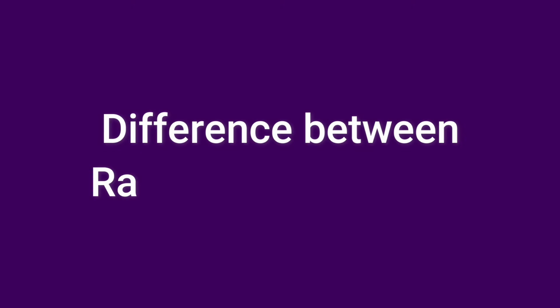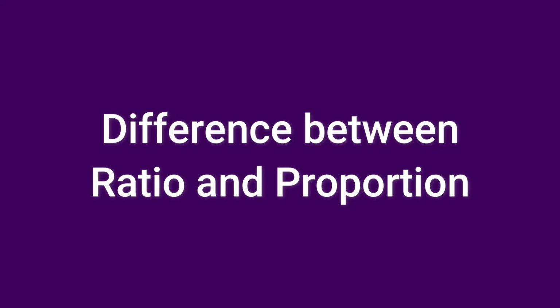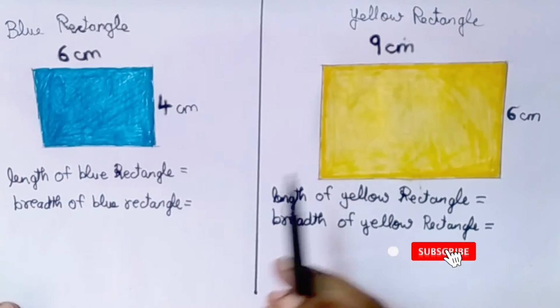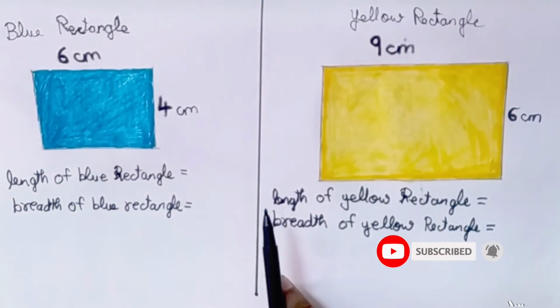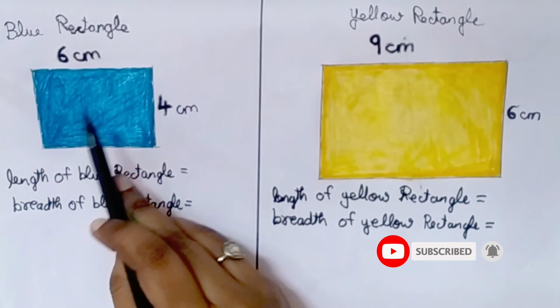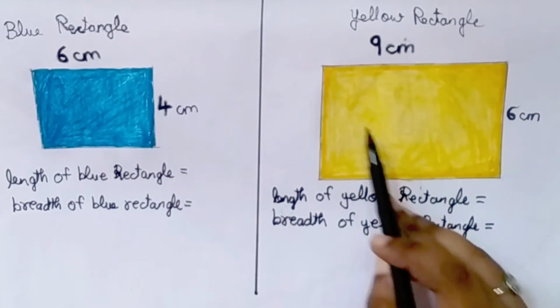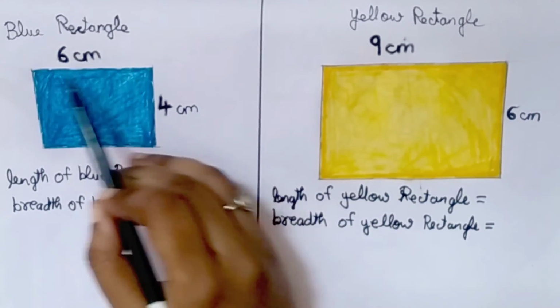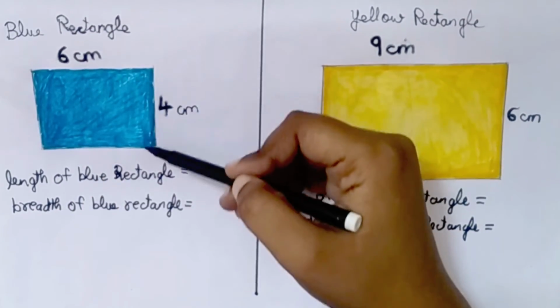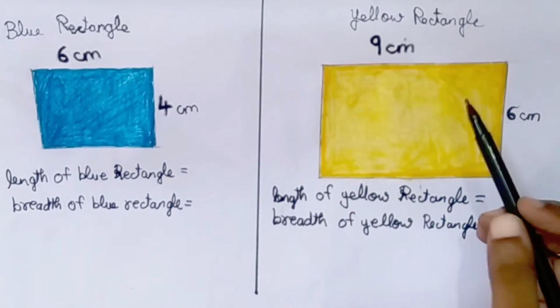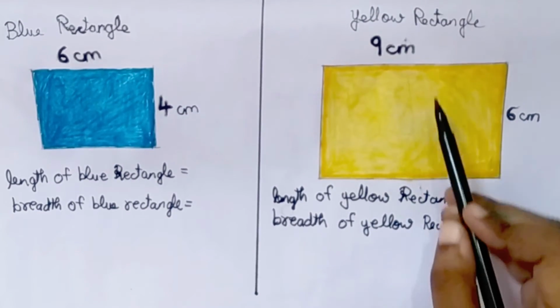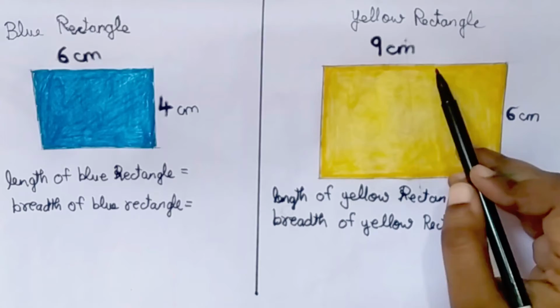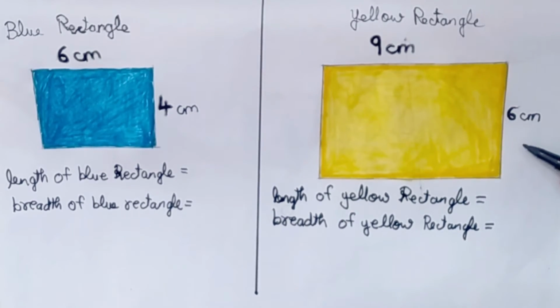Next we will see what is the difference between ratio and proportion. We will see this with an example. See, here there is a blue rectangle and here there is a yellow rectangle. For the blue rectangle, the length is 6 centimeter and the breadth is 4 centimeter. And for the yellow rectangle, the length is 9 centimeter and the breadth is 6 centimeter.